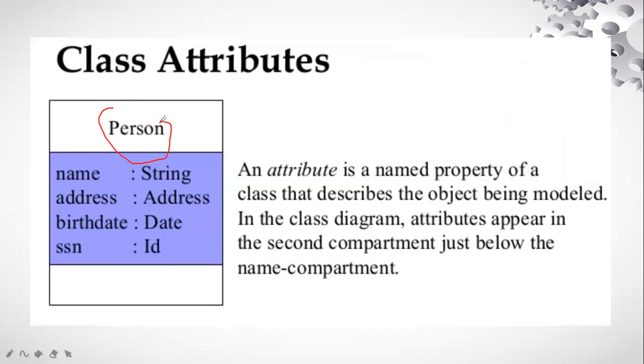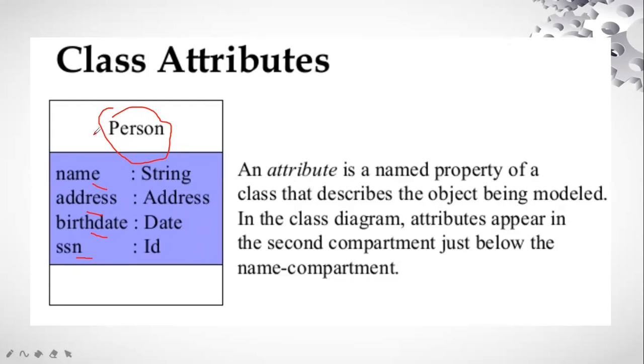Now, what are the attributes of this class person? There will be a name, an address, a birth date, and an SSN. SSN is just a unique identification number of the citizen, used in the US. So we have these four attributes of the class person. These are the properties of the class, and they will be stated in the second compartment, the highlighted one.